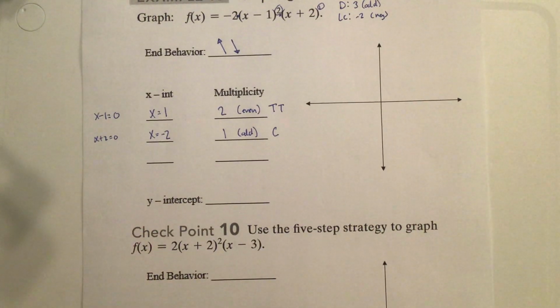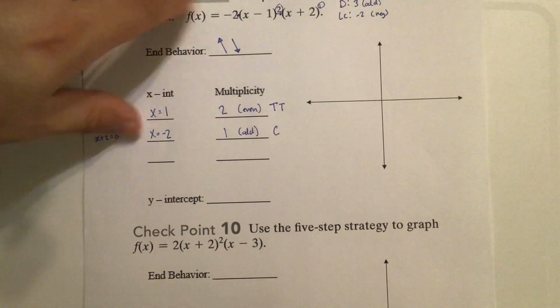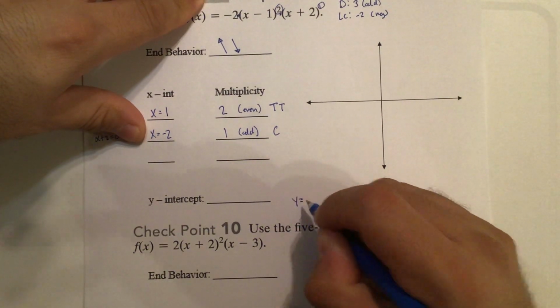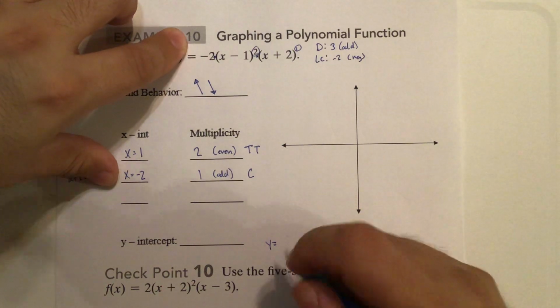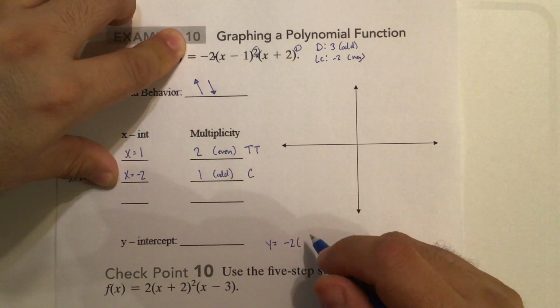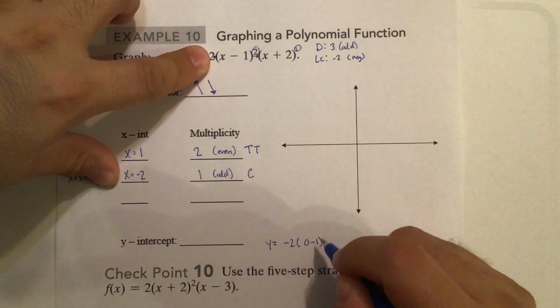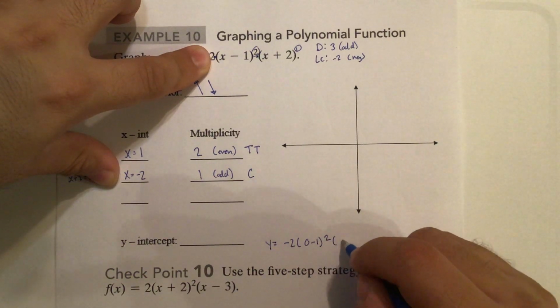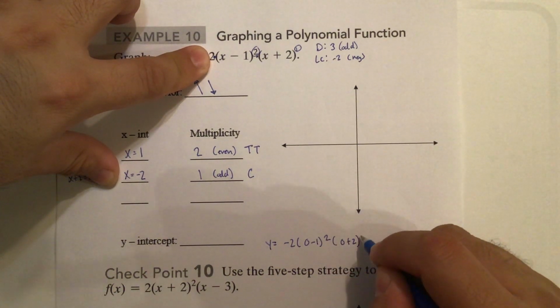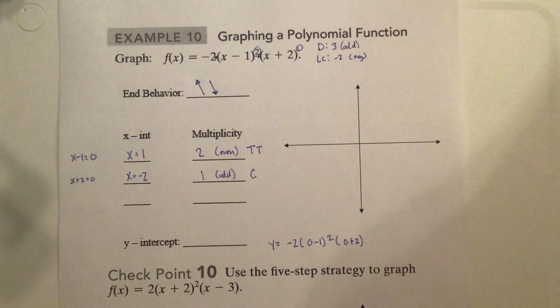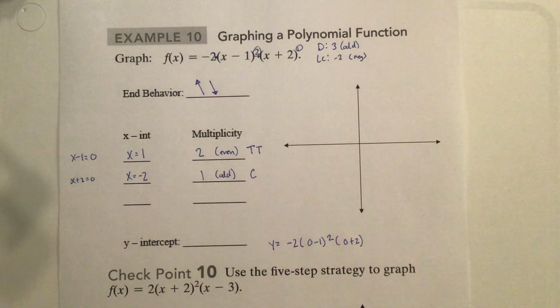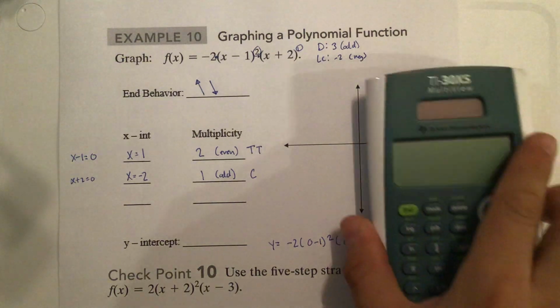For the y-intercept, just like normal, we're going to plug in x equals 0. So y equals, every time I see an x up here, I'm going to plug in a 0. So we start with -2 times (0 minus 1) squared times (0 plus 2) to the first power. And at this point, so we eliminate any possible mistakes, we're just going to simply type this into our graphing calculator so we don't make errors. Let's see.